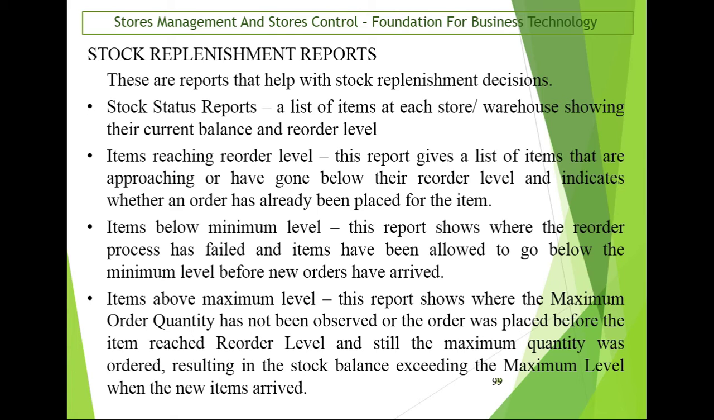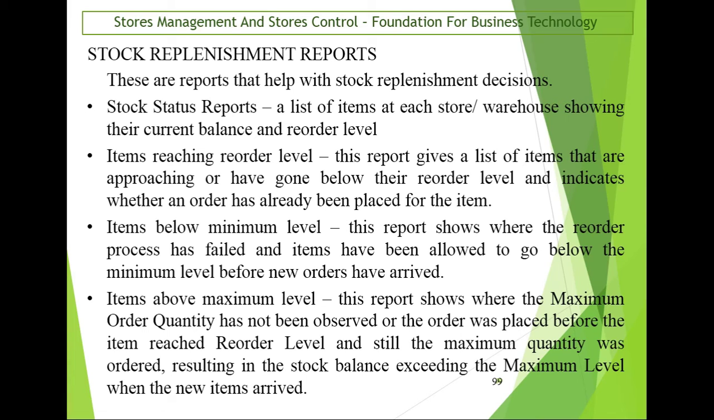A stock status report is basically a list of items at each store showing their current balance and reorder level. We already looked at such a report when we went to the main store and to the sub stores, and we printed the balance at the current store. It was showing the part number as well as the reorder level and the quantity on hand. So that would be a stock status report.